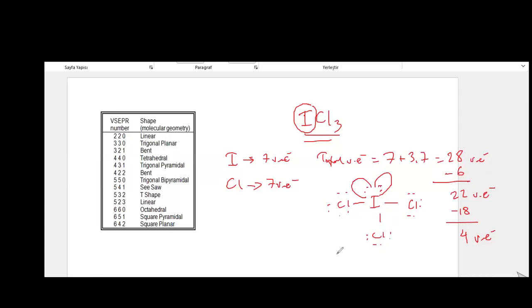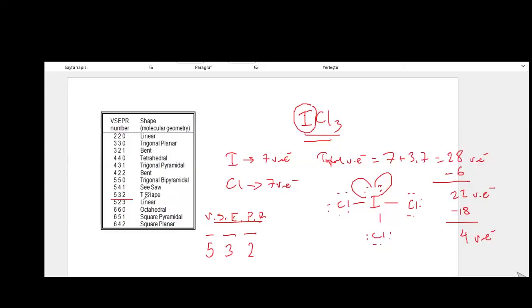Let's try to find the shape of that molecule. Let's look at the VSEPR numbers. Our first digit: there are five electron domains, and there are three single bonds, so our second digit is 3. And our final digit: there are two lone electron pairs on the iodine atom. So 5, 3, and 4 is our VSEPR numbers.